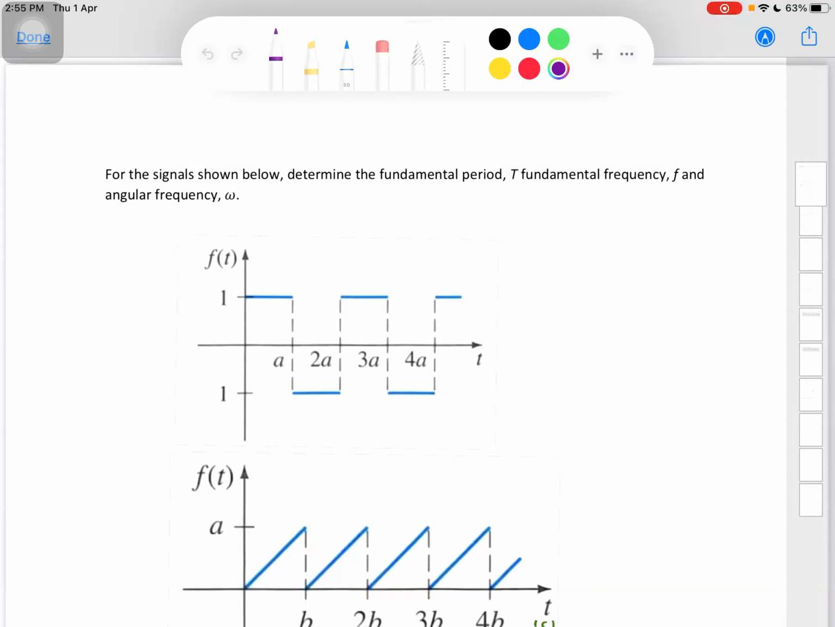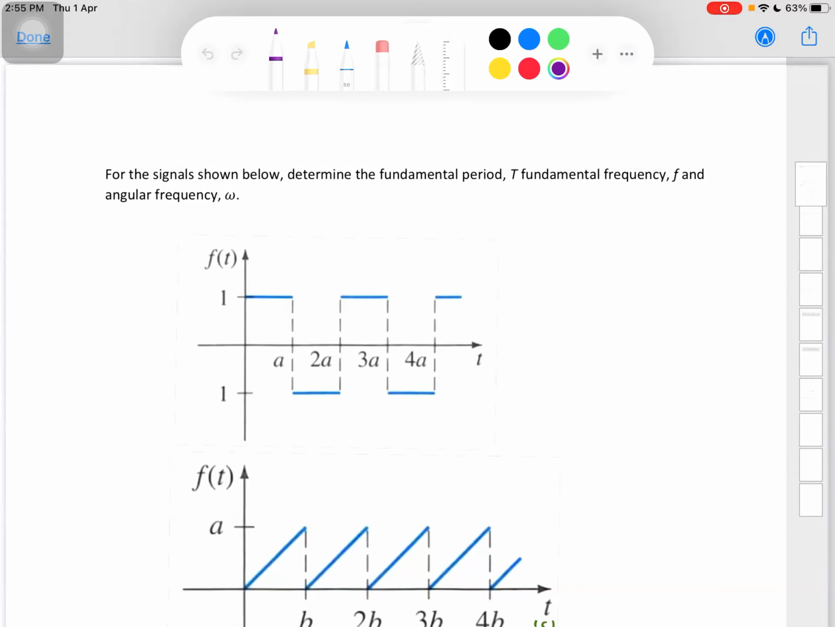In this video I will show you how to solve a few problems related to periodic signal, energy signal, power signal, even signal and odd signal. Okay, so let's have a look at the first question.